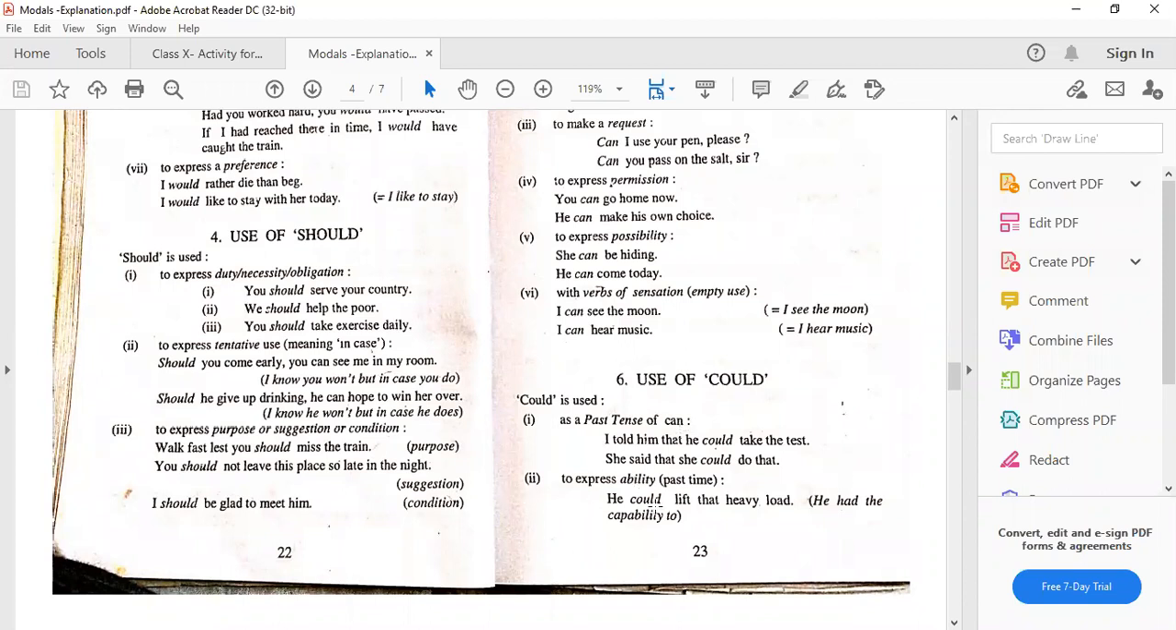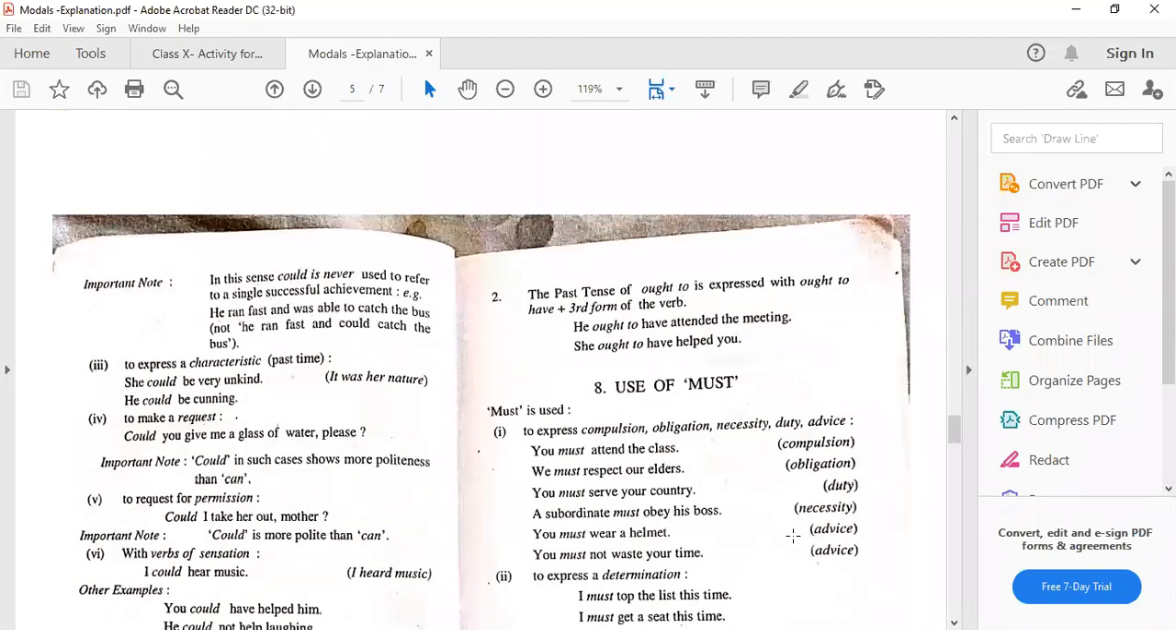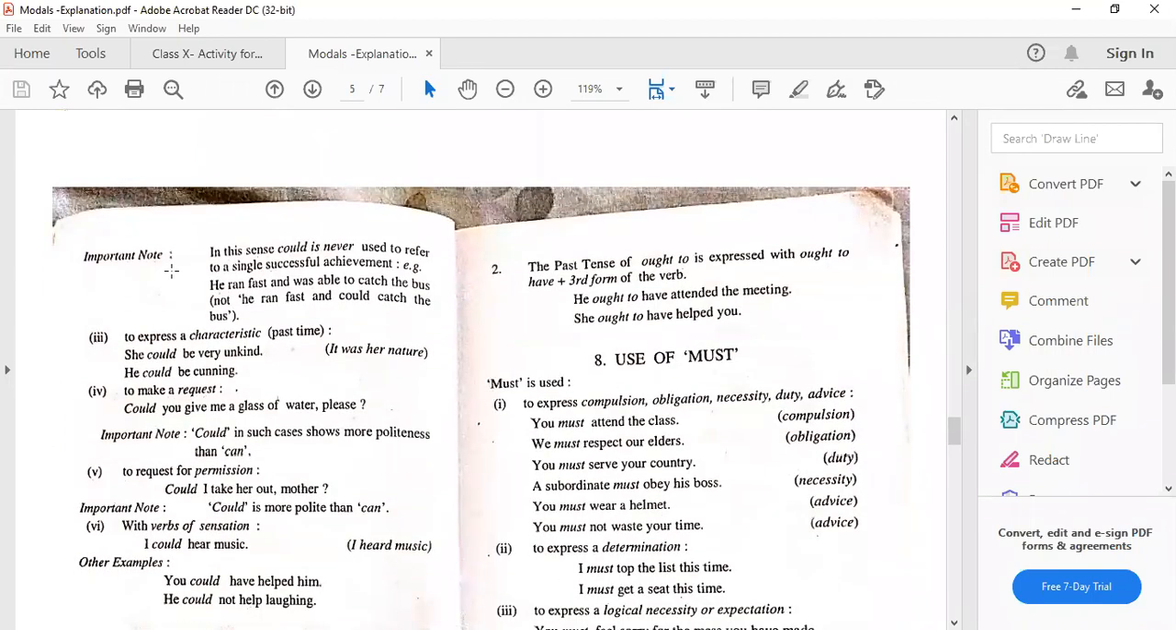To express ability in the past time. किसी की ability जो past time की आप explain कर रहे हो, even then we can use could. He could lift that heavy load. Means now he is not capable, but he was capable in the past. He had the capability to do or to lift the heavy load in the past, but not now. It refers to the past ability only. Note down, very important note given. In this sense, could is never used to refer to a single successful achievement. कोई भी single achievement है, उसके लिए could नहीं use किया जा सकता. For example, he ran fast and was able to catch the bus.